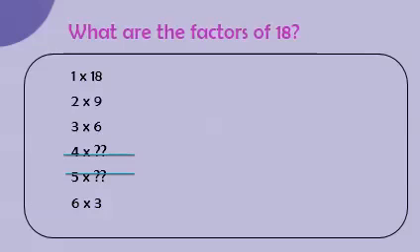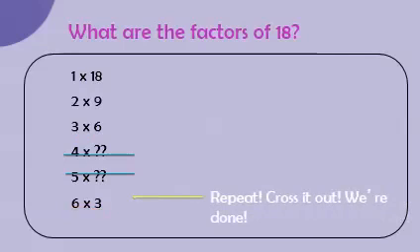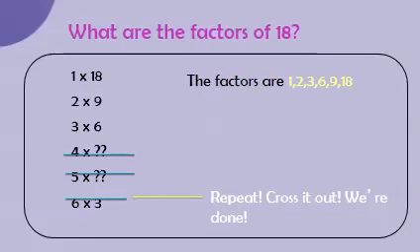But oh, it's already written. So as if you are now going to repeat the numbers. So that means that you have to stop. Okay? So whenever you reach a number that you already wrote before, you have to stop. And repeat means you have to cross it out, and we are done. So the factors are 1, 2, 3, 6, 9, 18.